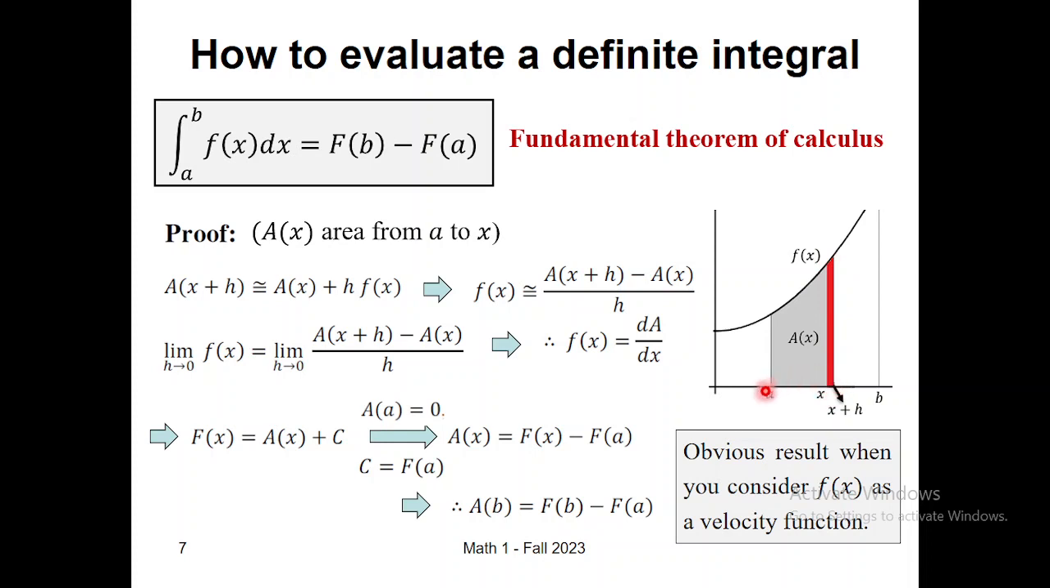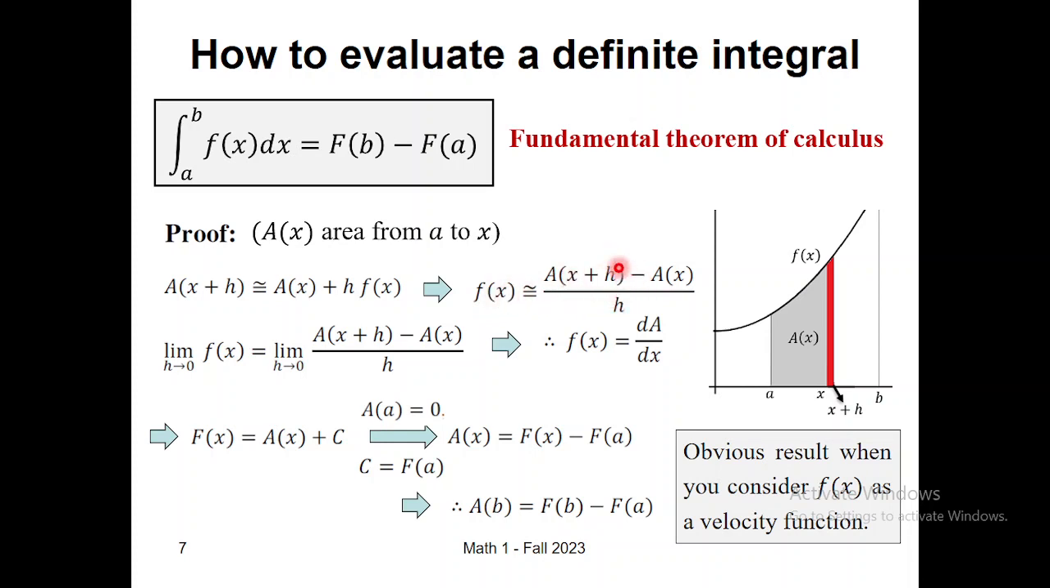So the area from a up to x plus h is A of x plus the area of this small rectangle with height f of x and width h. So A of x plus h equals approximately A of x plus h times f of x. Now, if you separate f of x aside, then you have this formula: f of x equals approximately A of x plus h minus A of x over h. This ratio is very similar to the ratio that exists in the definition of differentiation, the derivative definition. So now we're going to consider the limit of both sides as h approaches zero.